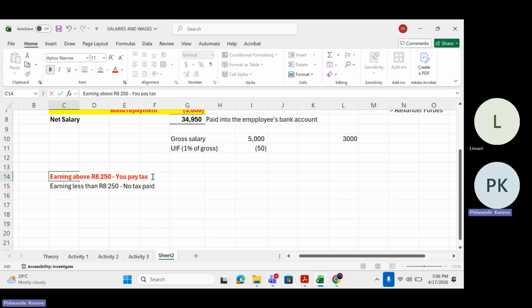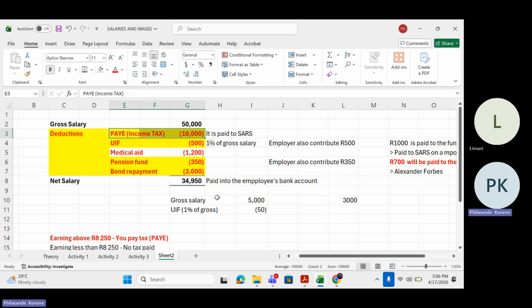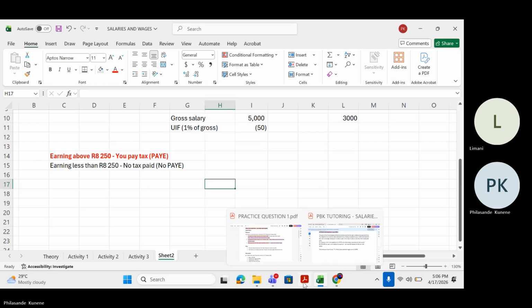By saying tax, I'm saying pay as you earn. You pay your pay as you earn. Which means on your pay slip, there will be this deduction, which is pay as you earn, right? But if you're earning less than that, there will be no pay as you earn from there. Are you happy with that? Mm-hmm.